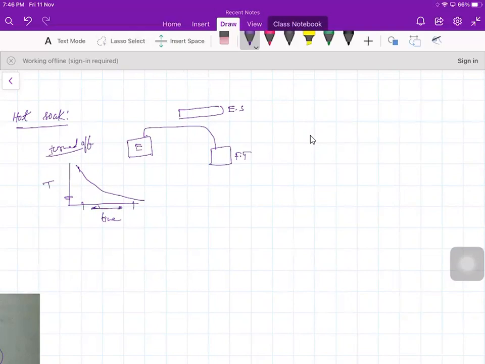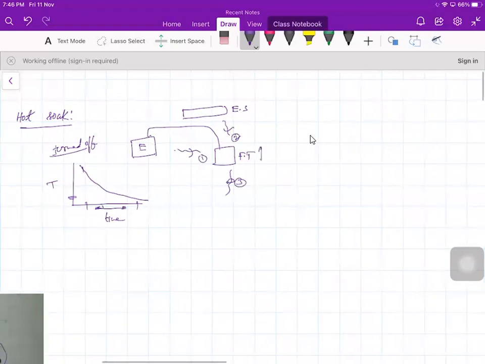Now that temperature is enough to generate radiation. So radiation from the engine and the exhaust pipe, at the same time we have the ambient. All this will increase the temperature of the fuel tank. And due to this, the fuel vaporization takes place and it is contributing in that way.